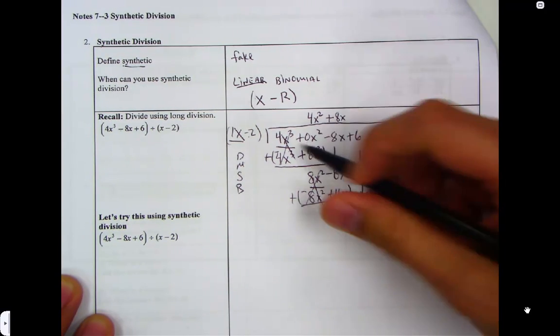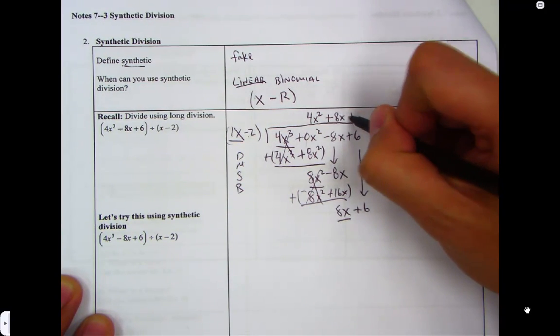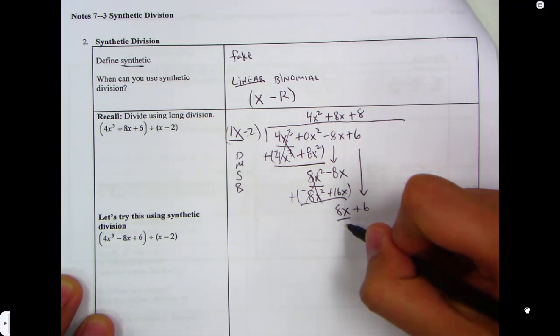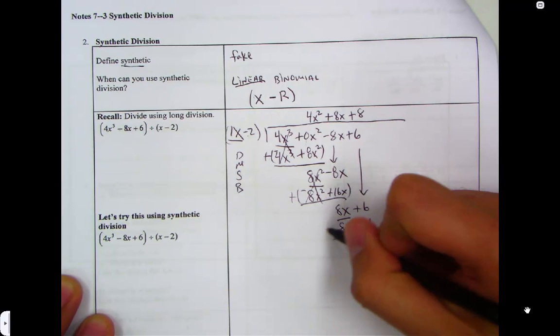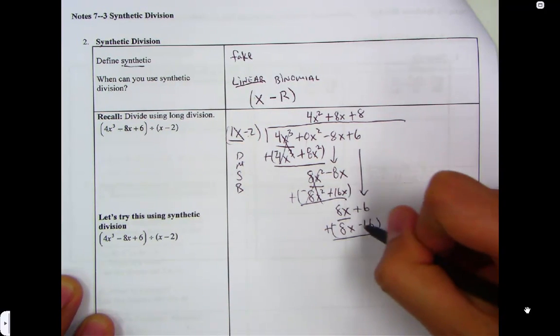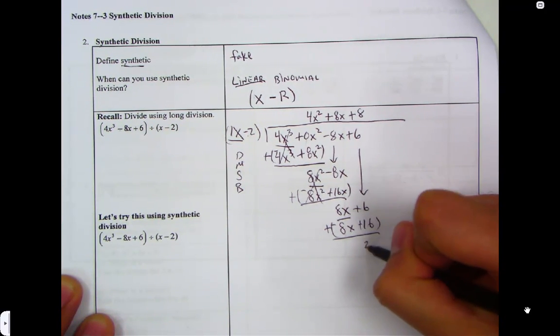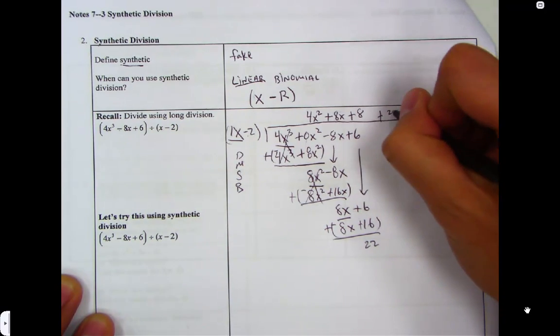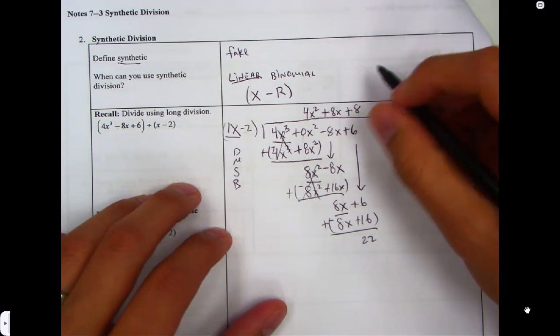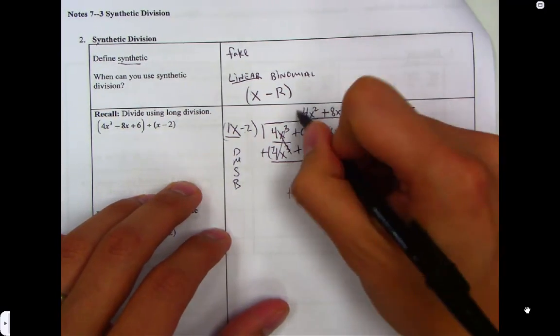And divide one more time. 1x goes into 8x, 8 times. Multiply. 8x minus 16. Subtract. And my remainder is 22. So plus 22 over x minus 2. So this is my answer.